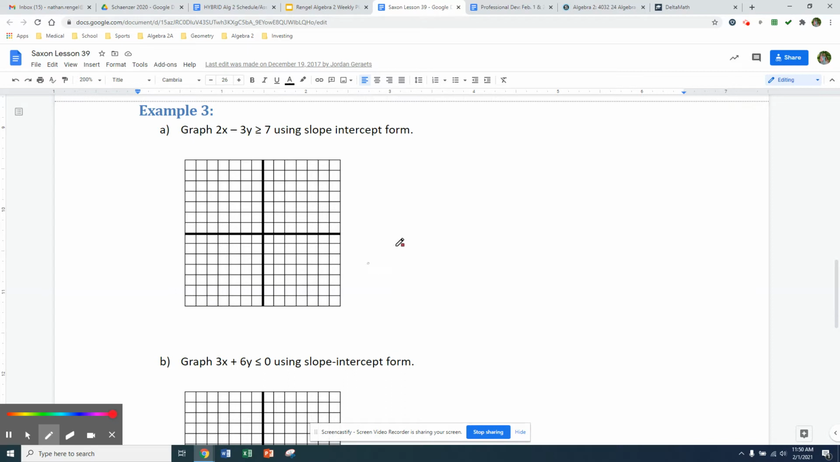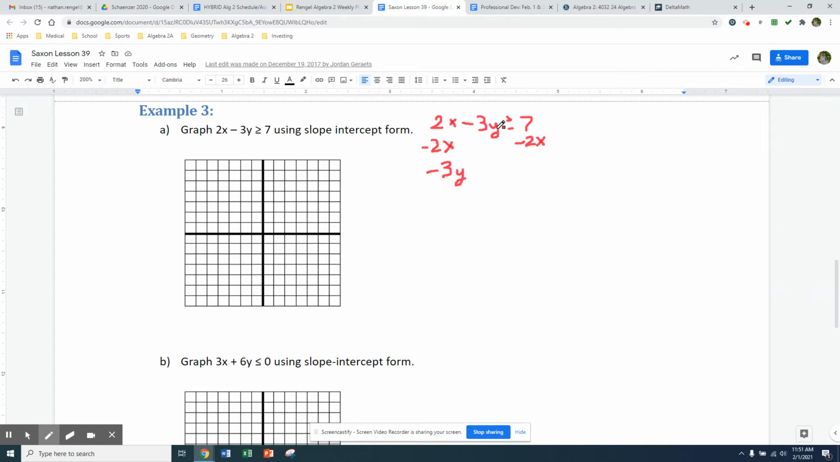When we graph these, we're first going to put our inequality into slope-intercept form. So we got 2x minus 3y greater than or equal to 7. We just did this recently in our linear equations back in lesson 34, but we're going to start by subtracting your x's over. So you have a positive 2x, you'll either add or subtract it. Here we're using the inverse of a positive 2x, so we'd subtract it over.